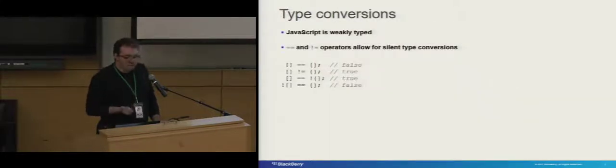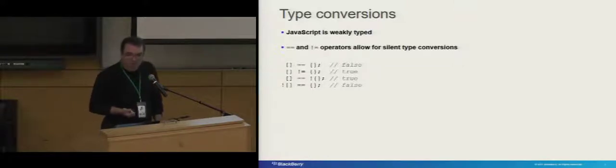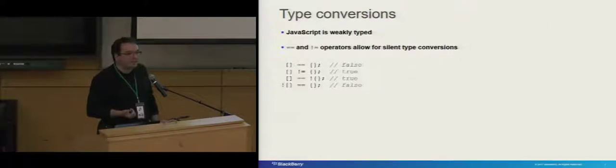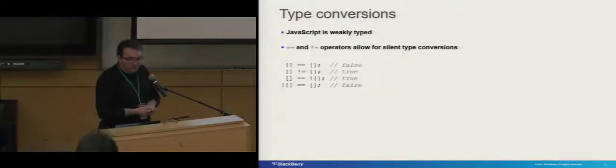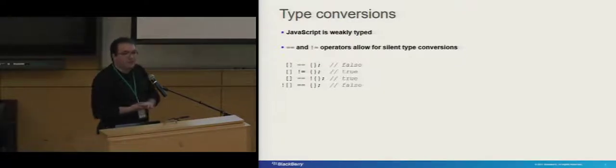Coming again from a C and Java background, JavaScript is weakly typed. There are usually no explicit variable types declared in JavaScript, and you've got implicit type conversions that are just messy and counterintuitive. So the double equals operator actually does silent type conversions for you, and you end up with delightfully awkward behavior like what I've got quoted there on the screen.